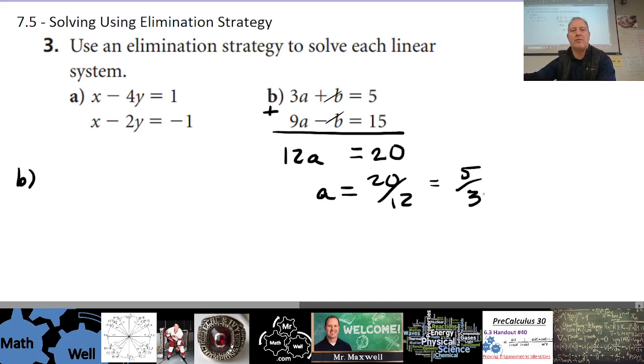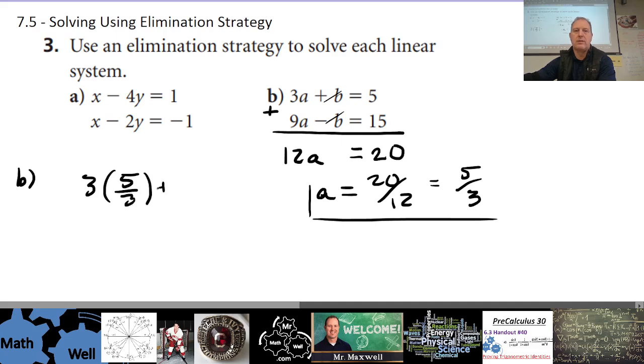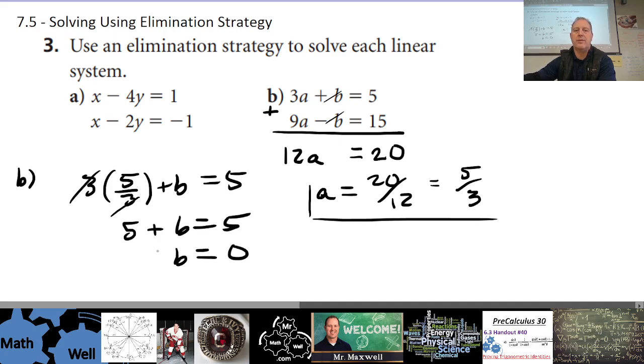So a is 5 over 3. Good. And let's substitute that back in to one of the equations. So 3 times 5 over 3 plus b equals 5. The 3's cancel out when you multiply those, so that's just 5 plus b equals 5. b equals, subtract 5 from both sides, you get 0. So b is 0.